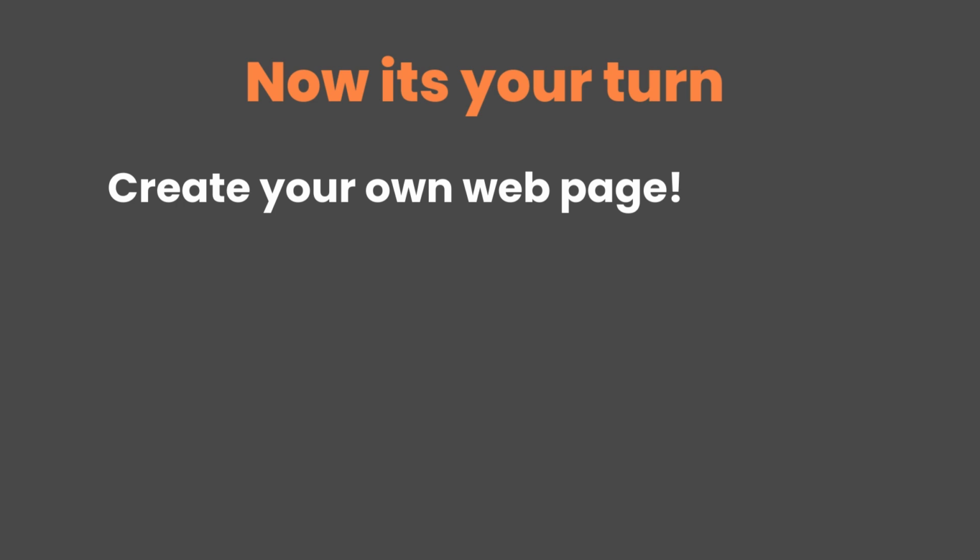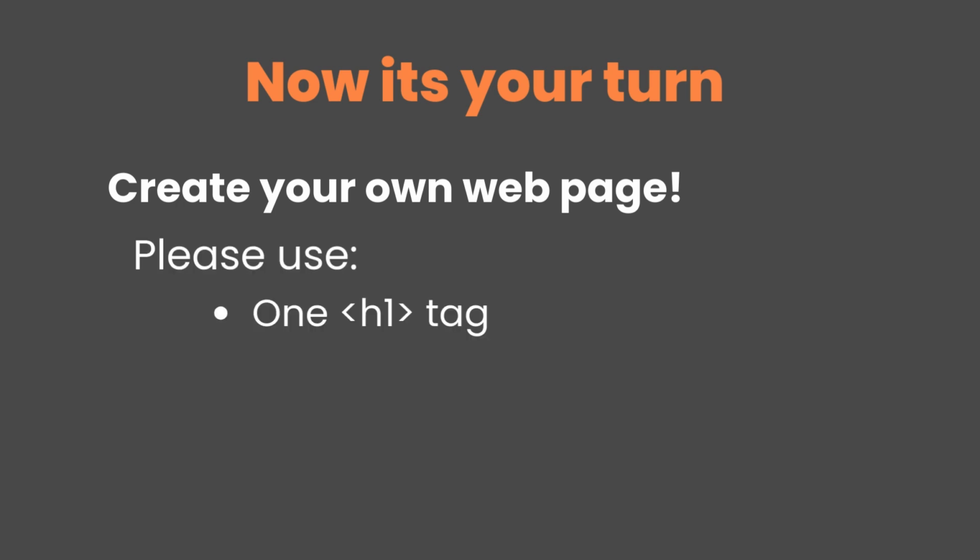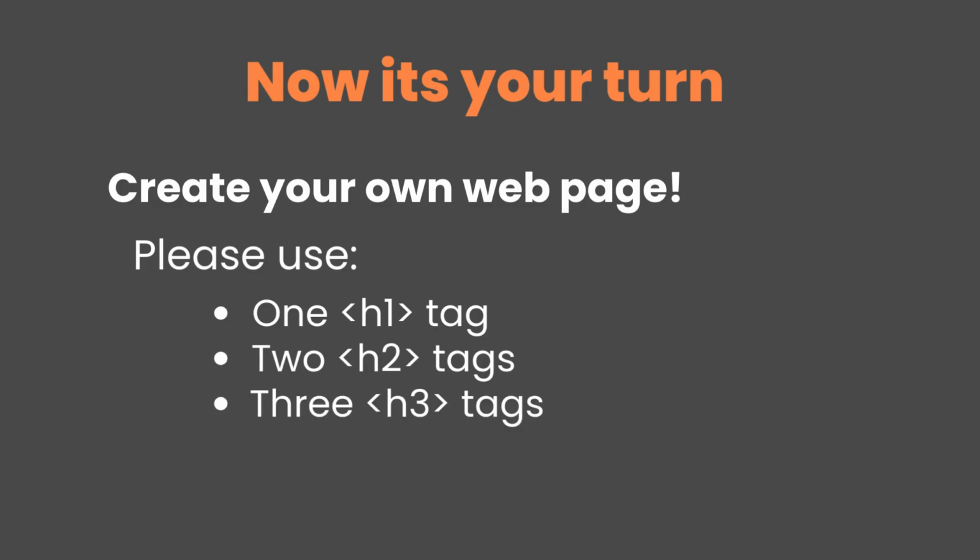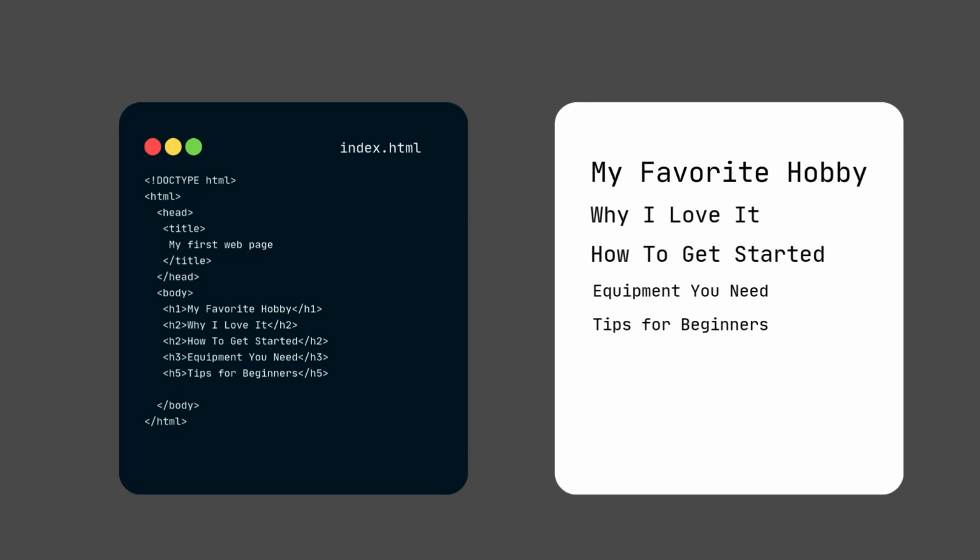Now it is your turn. I would like you to create a web page about something you love. Sport, food, a hobby, whatever you like. Please use at least one H1 tag, 2 H2 tags, and 3 H3 tags. Here is a quick example to get you started. Once you are done, save the file and run the live server as shown earlier in the video.